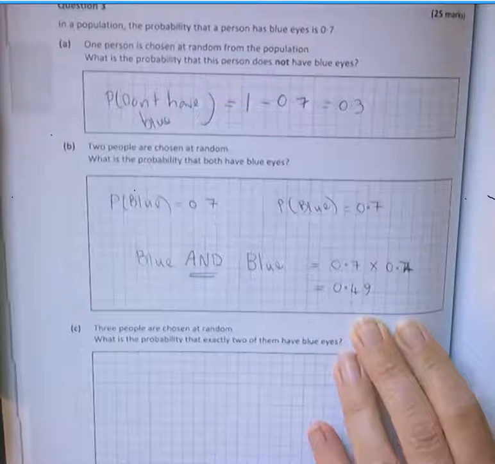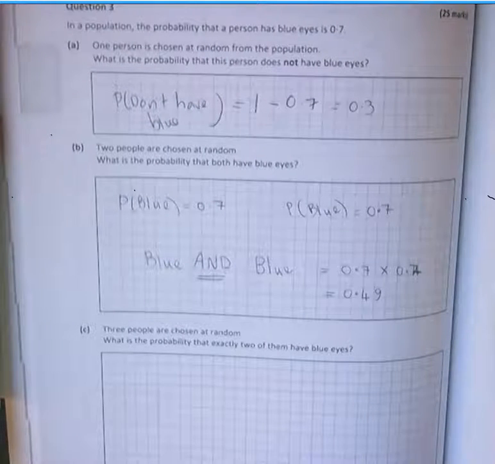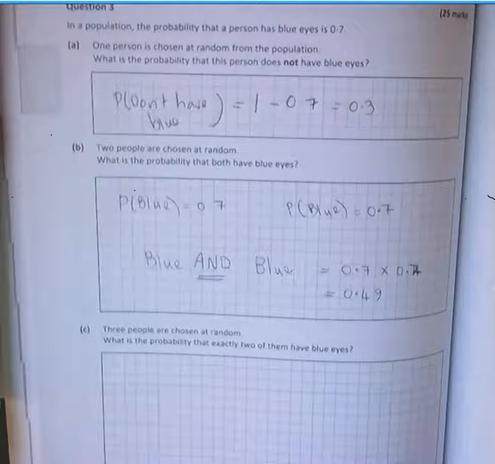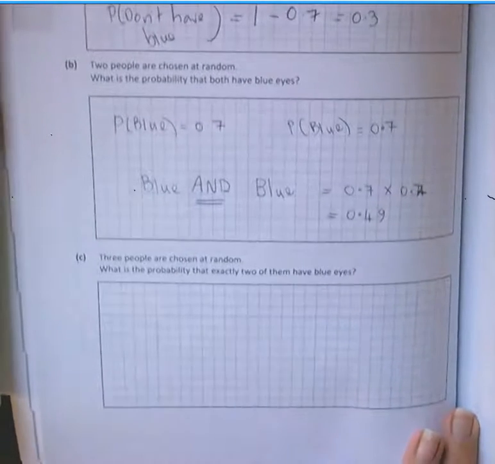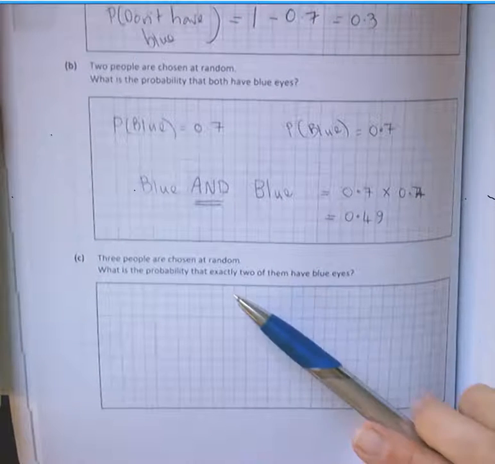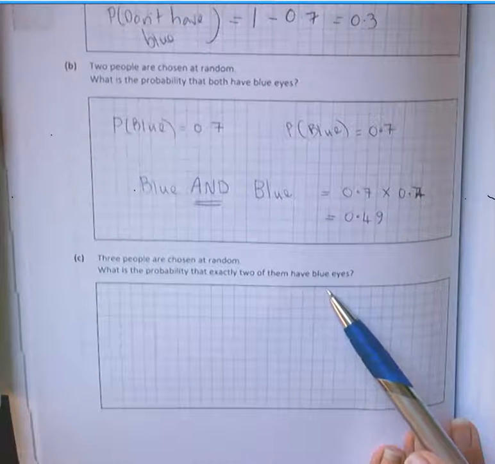If you had added the two values, 0.7 and 0.7, you would have got 1.4, and that should have triggered you into realizing that you had made a mistake, because you cannot get a value bigger than 1. Okay? Next part says 3 people are chosen at random. What's the probability exactly 2 of them have blue eyes?